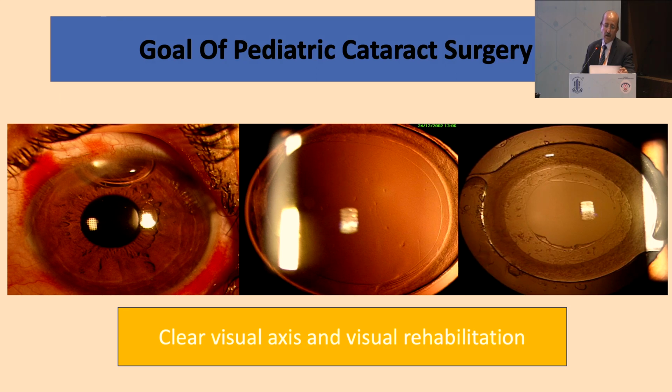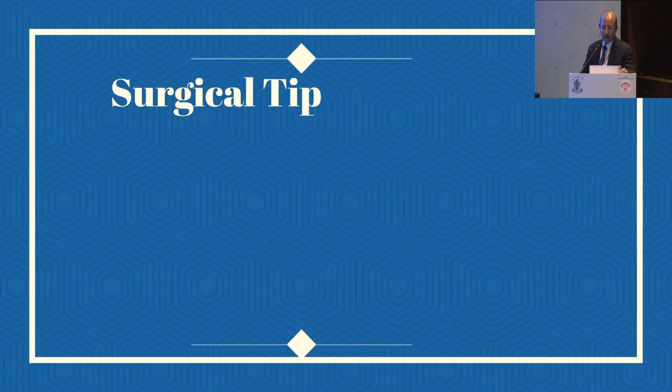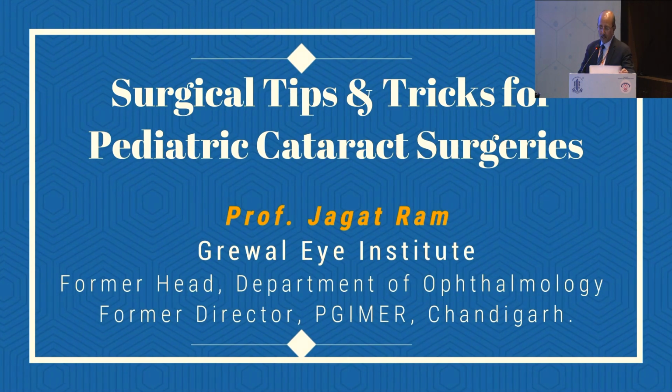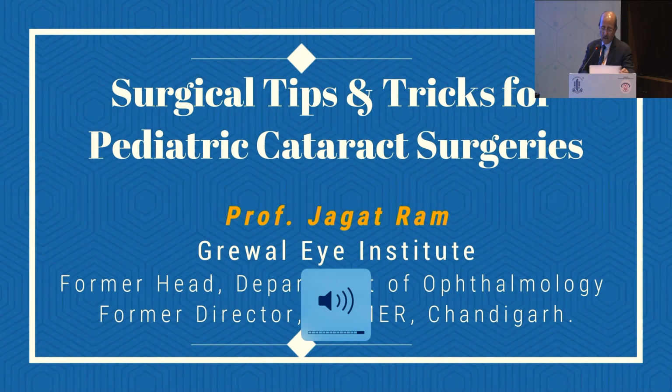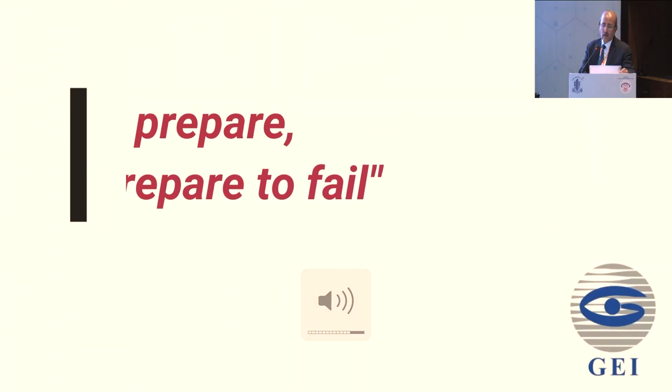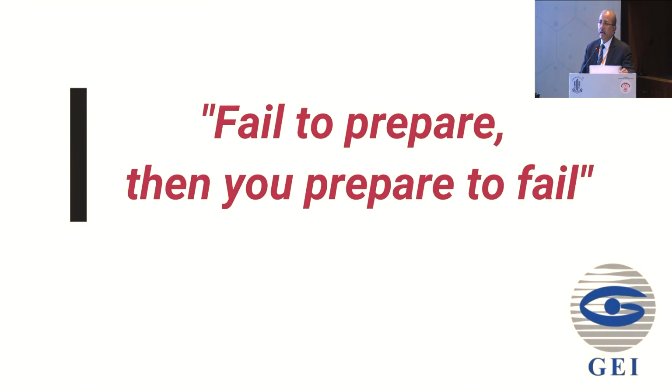And what is our goal of pediatric cataract surgery? The goal is to achieve a clear visual axis and visual rehabilitation. That is the long-term visual rehabilitation. And then I will show some of the situations. First I will be showing a normal pediatric cataract, where it is a zonular cataract.